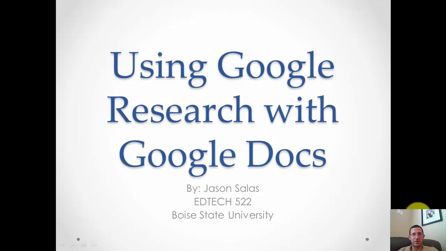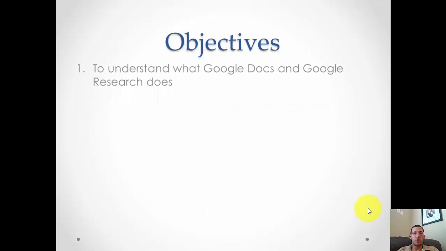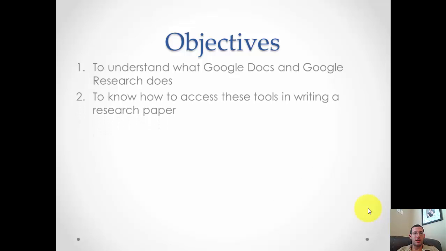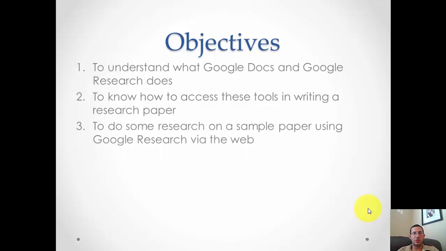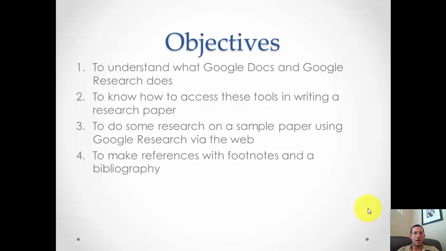This is Jason Salas from Boise State University, and I'm going to be presenting to you how to use Google Research with Google Docs. So the first thing we want to do is understand what Google Docs is, in case you don't know, and what Google Research does. We're going to learn how to access these tools in writing a research paper. We're going to do some research on the web by making a sample paper using Google Research, and then have references with footnotes and bibliography.